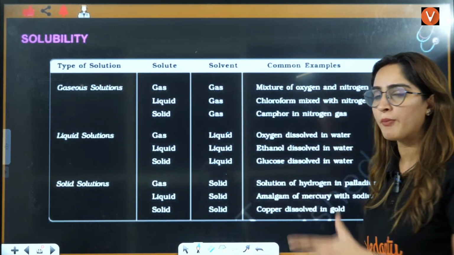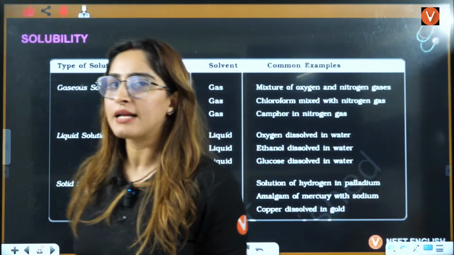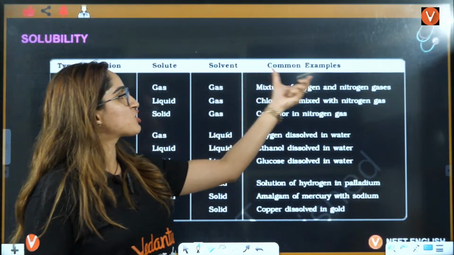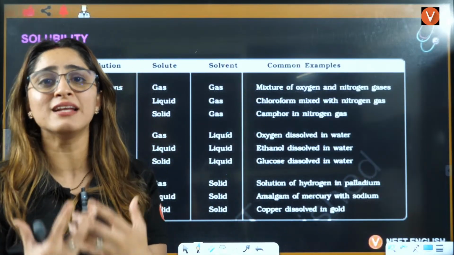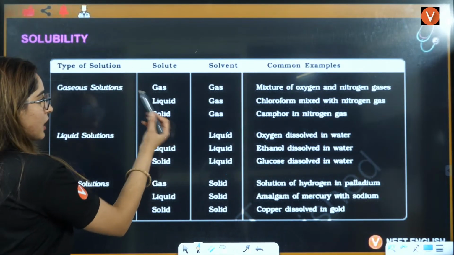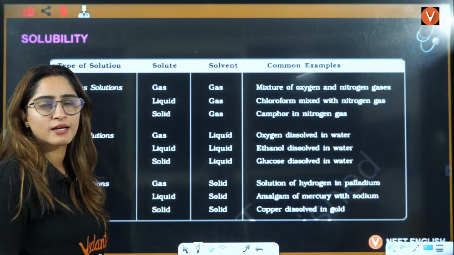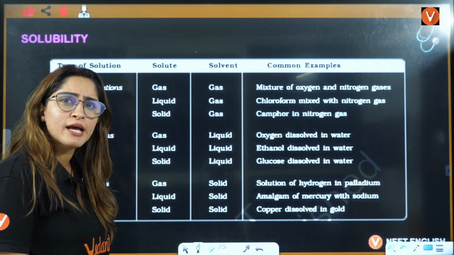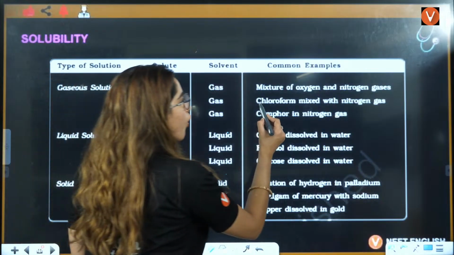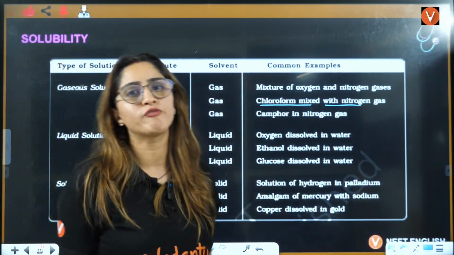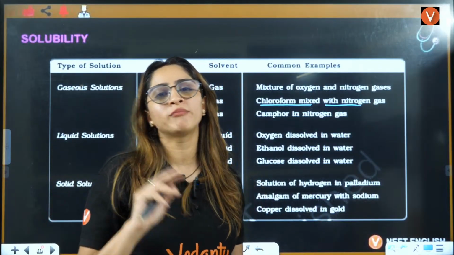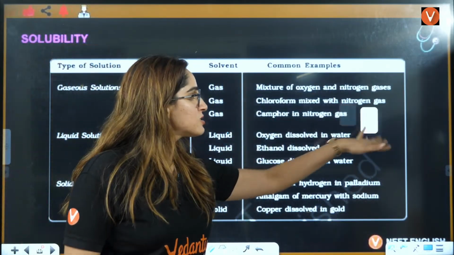Okay, let's talk about this. Gas and gas: the example is a mixture of oxygen and nitrogen gases in the atmosphere, that is a mixture of gas and gas, right? Then liquid and gas, right? How is a liquid dissolved in a gas? Chloroform mixed with nitrogen gas. You take a large amount of nitrogen gas, you mix chloroform, that is one of the mixtures.